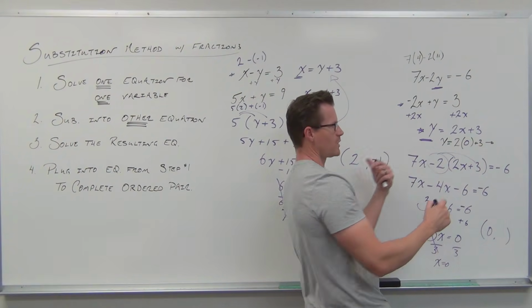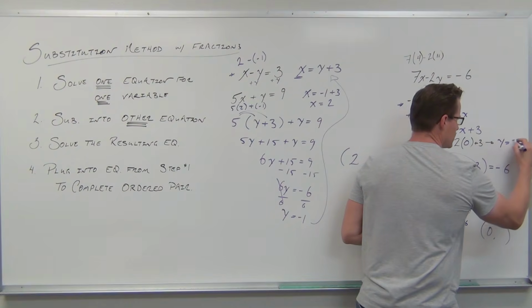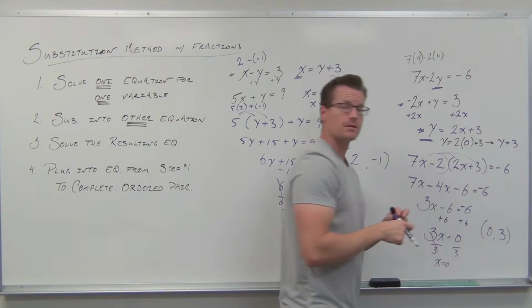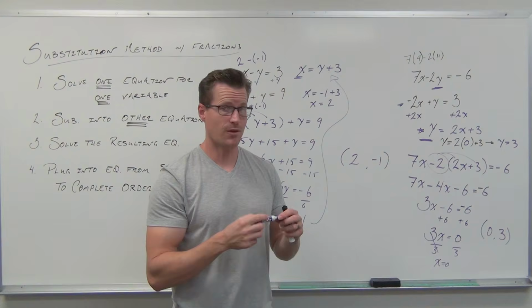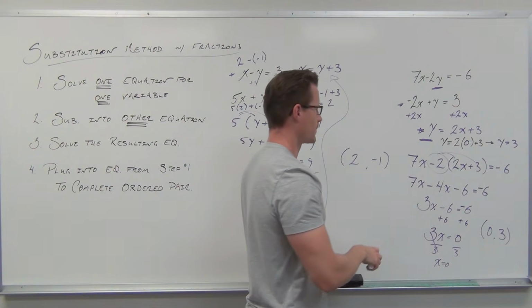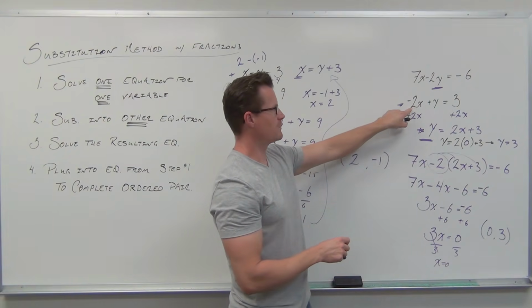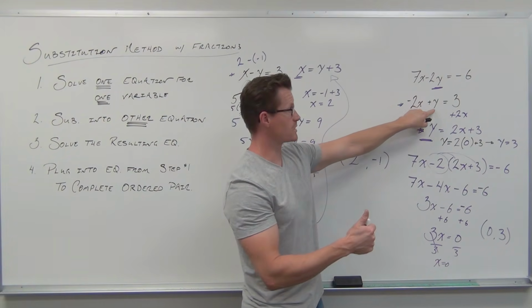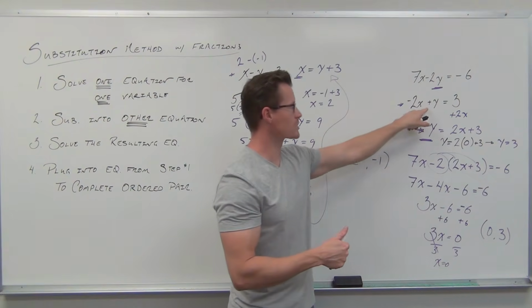2 times 0 is 0 plus 3 is 3. Now let's try the point 0, 3. Let's see if I'm right now. So if we plug in 0, 3, I'm going to try it here first. Negative 2 times 0 is 0. 0 plus 3 is 3. 3 equals 3. I know this point works in that equation.